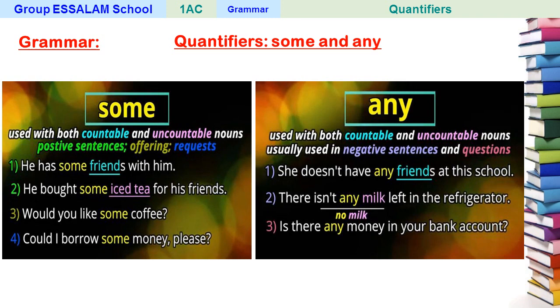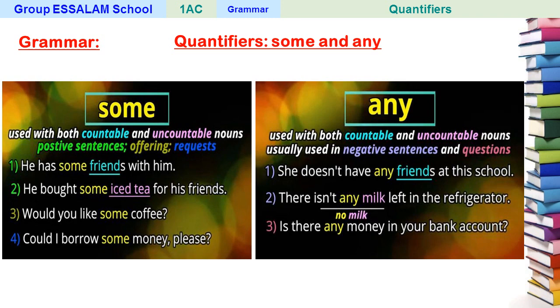Number 2, there isn't any milk left in the refrigerator. So milk is uncountable noun, okay? And this sentence is negative, which means there is no milk, okay? There is no milk left in the refrigerator. That's why we say there isn't. It is a negative.